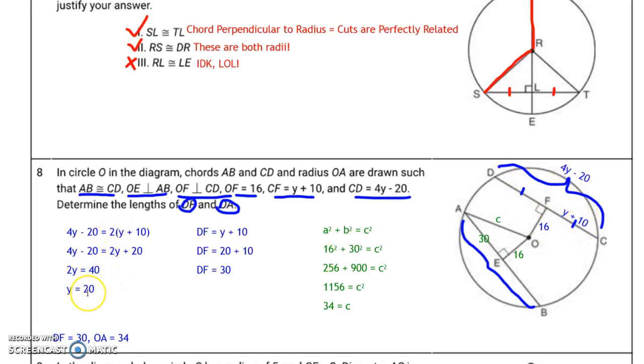So I solve that equation to get y equals 20. I substitute in 20 to get DF. The measure of DF is going to be equal to 30, which means that this is equal to 30, which means the whole thing is equal to 60. And then finally, I'm asked to find OA, which is the radius of the circle.